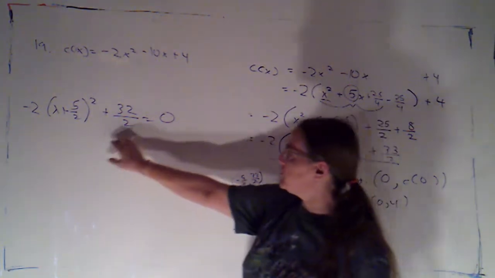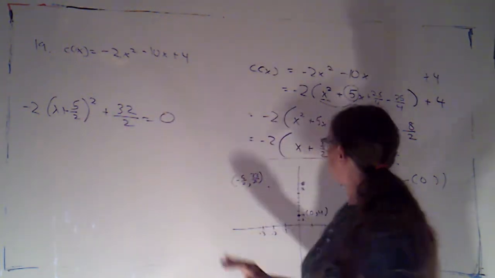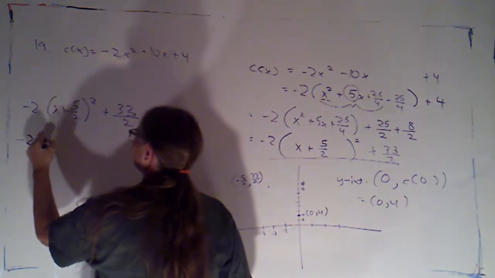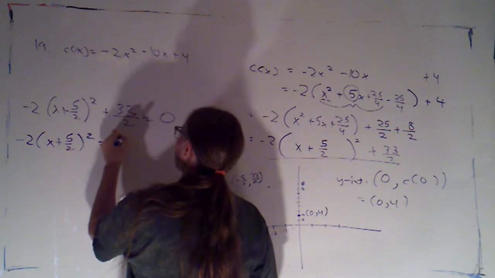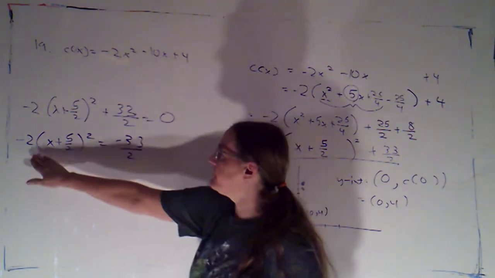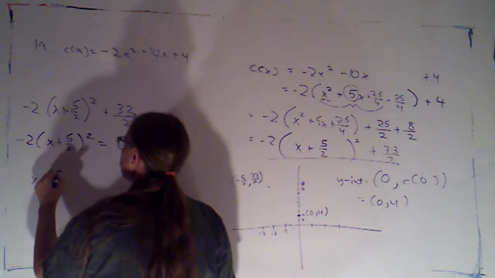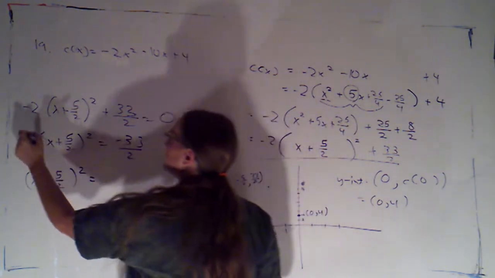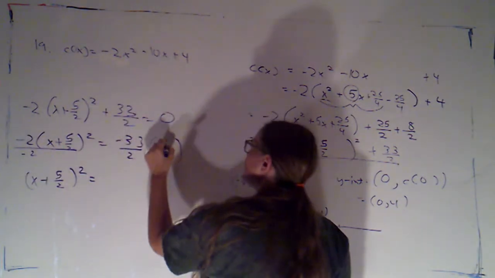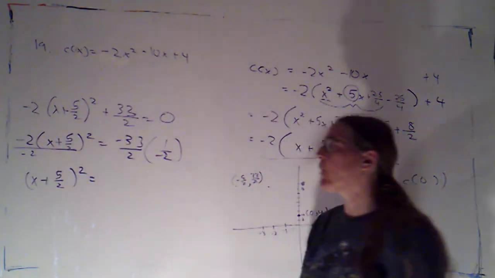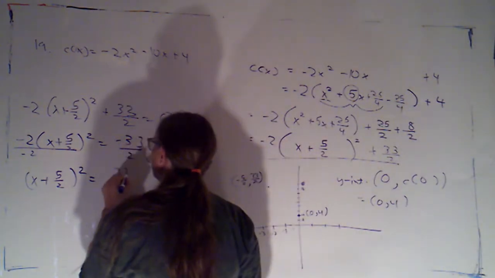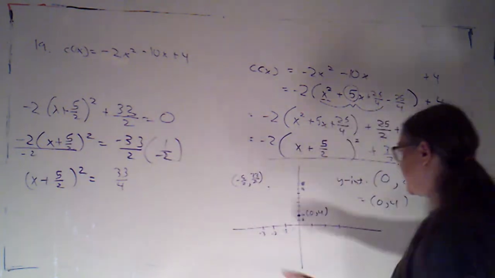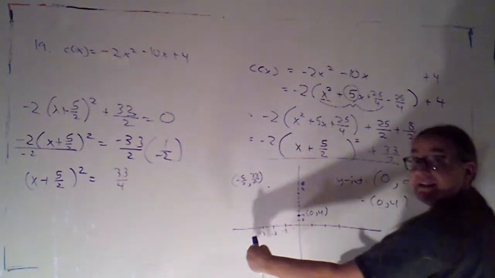So the first thing I would do, I want to isolate that square, so I'm going to subtract over the 33/2. And then I'll divide by a -2, so we get x plus 5/2 squared. The negatives will cancel. Remember, dividing by -2 is like multiplying by -1/2. So this becomes 33/4. Now, that is a positive number. That's consistent with the fact that my vertex is up here and we're opening down, so that I should get some solutions.